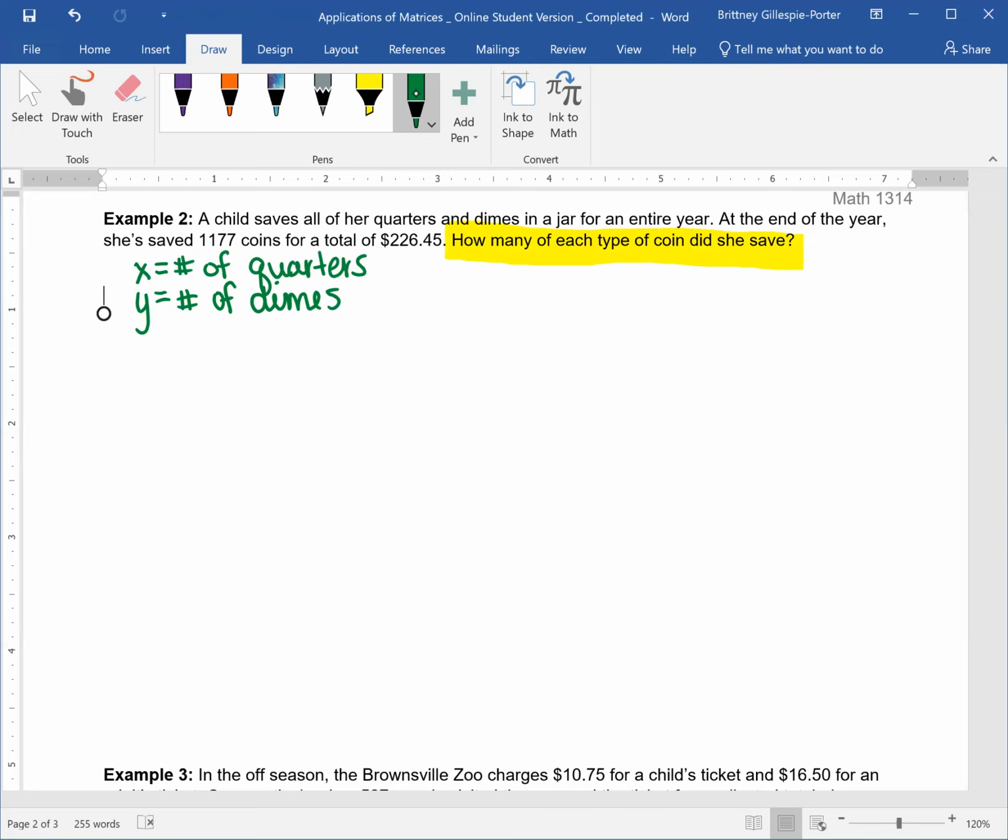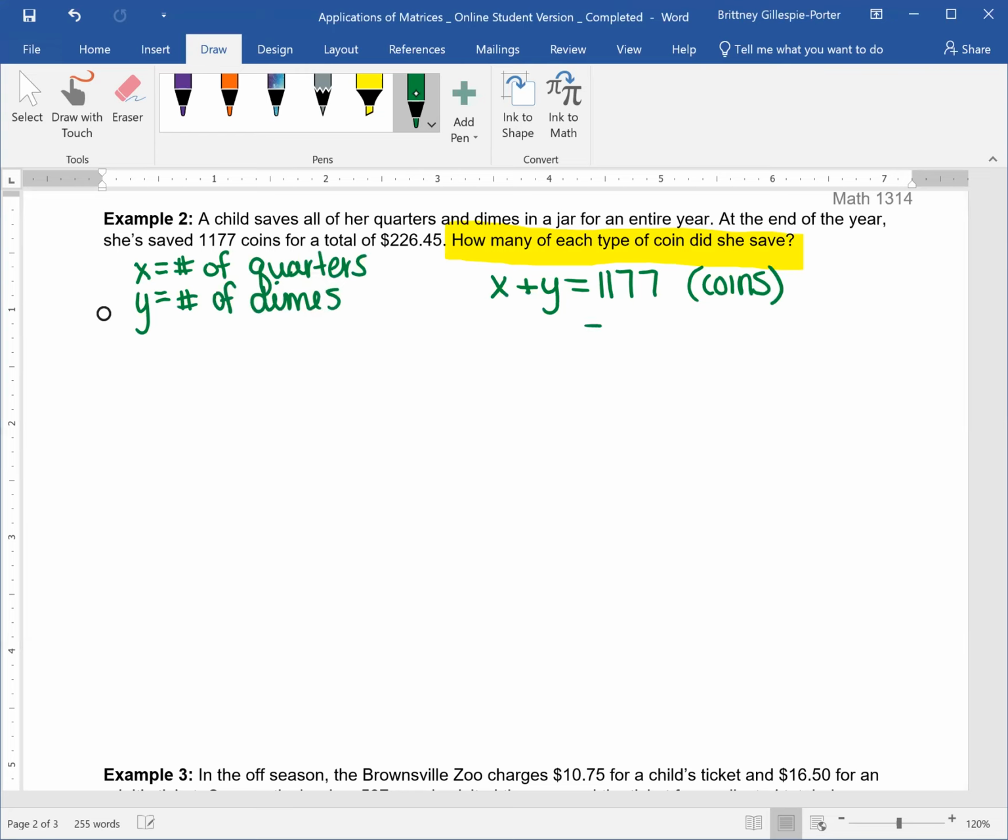Okay, so let's go back. Child saves all of her quarters and dimes in a jar for an entire year. All we really needed to know from that sentence is that she had quarters and dimes. So at the end of the year, she saved 1177 coins. So we're going to have X plus Y is equal to 1177. And that's just our number of coins.